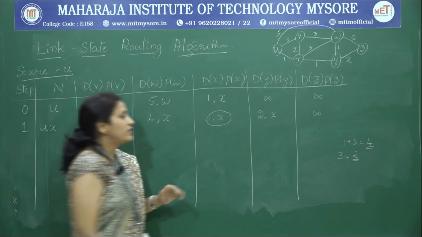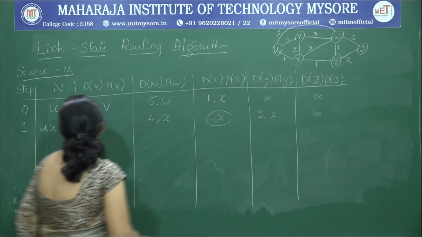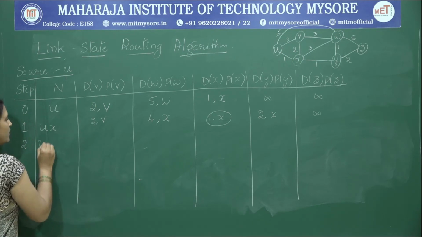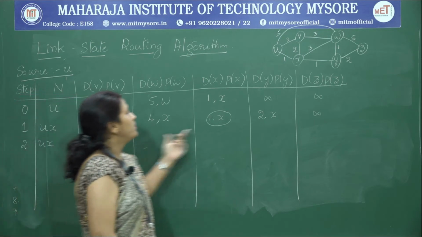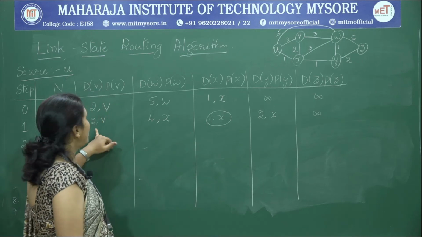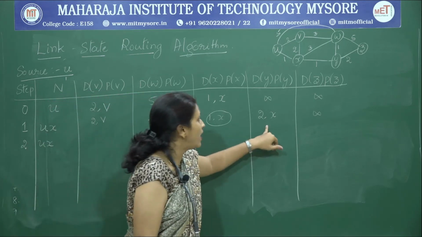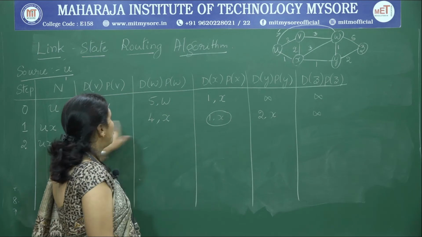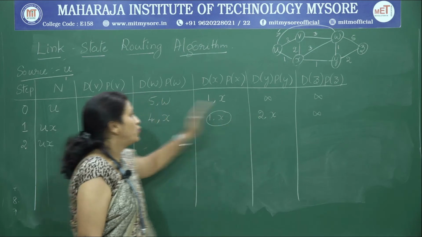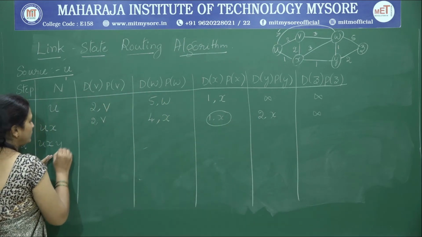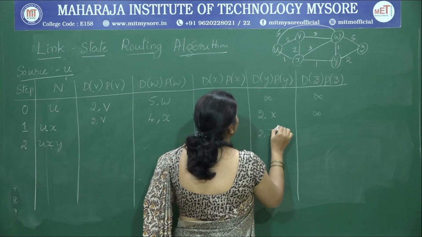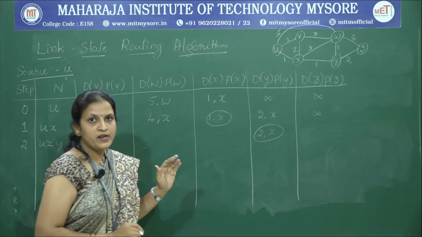So, moving on to the next iteration. The next step, we have u and x in N dash. Now, find out the minimum among the remaining nodes. We have v, we have w and we have y, which have costs 2, 4, 2. Arbitrarily we will select y here, we push y now. So, when I am pushing y here, this value is finalized.